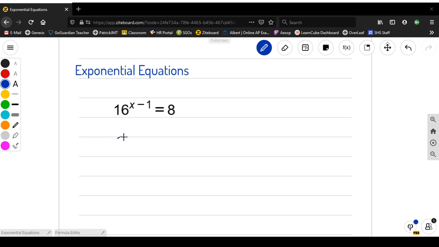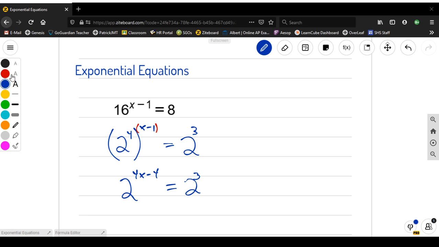I'm going to write this as 2 to the 4th raised to the x minus 1 power equals 2 to the 3rd. Of course, over here on the left-hand side, we can multiply these two exponents. That's just a power property for exponents. So this is going to be 2 to the 4x minus 4 equals 2 to the 3rd.